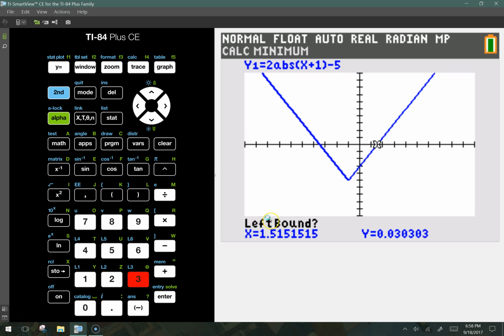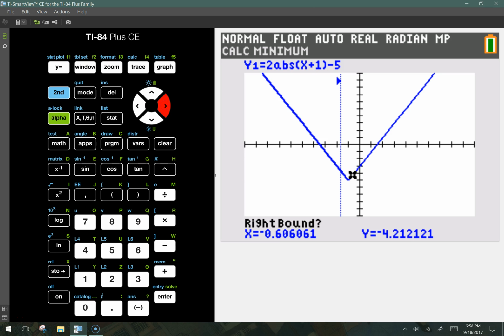It's going to ask me left bound, right bound, and guess. So I'm going to move my cursor back over to the left again because I again want my cursor to be on the left-hand side of the point that I'm trying to find, that relative minimum. So I've moved it over to the left. I'm going to hit enter. It asks me for the right bound, so I'm moving back over to the right now.